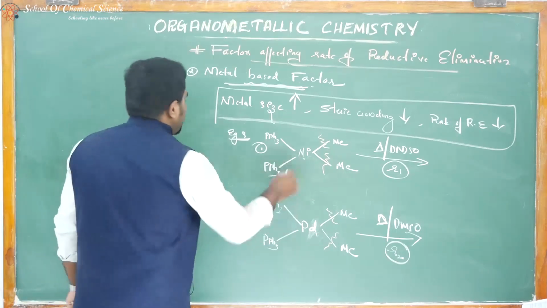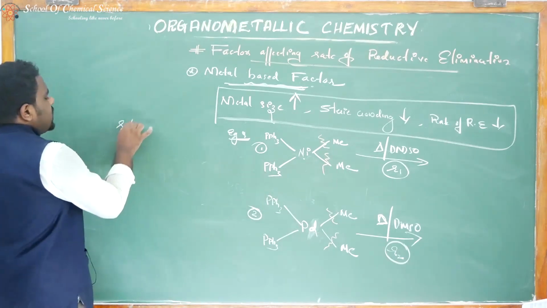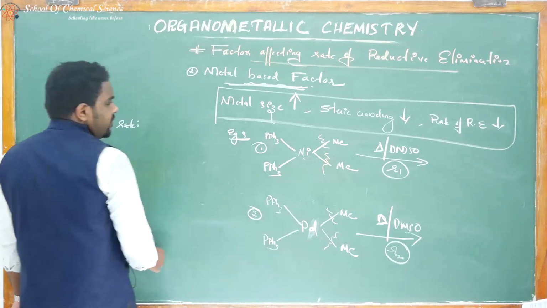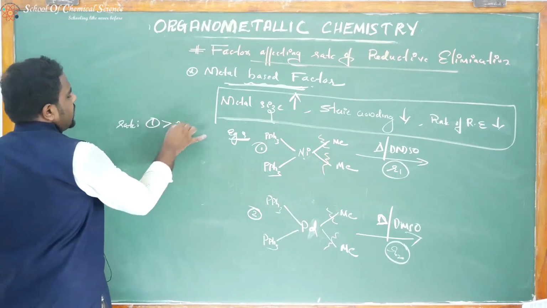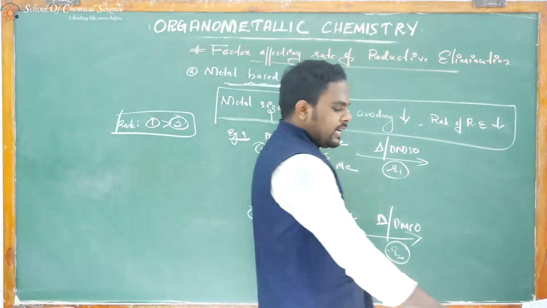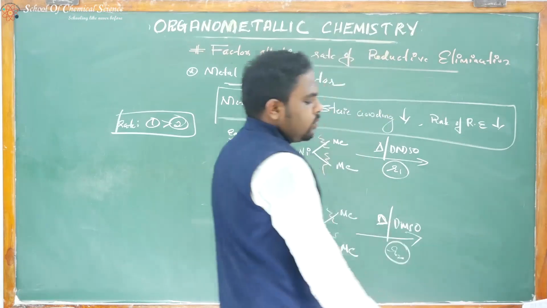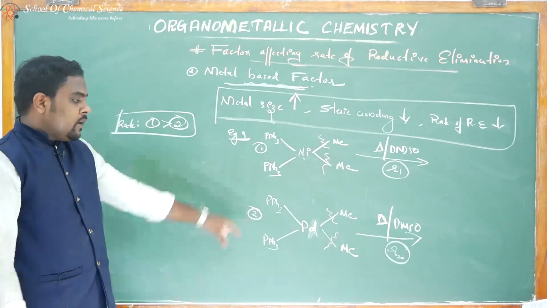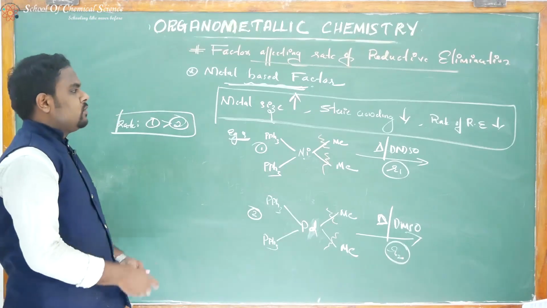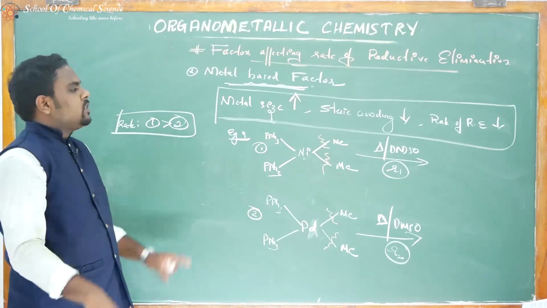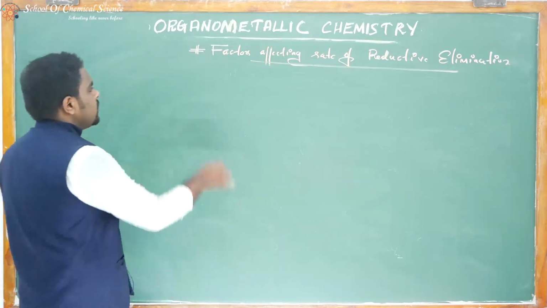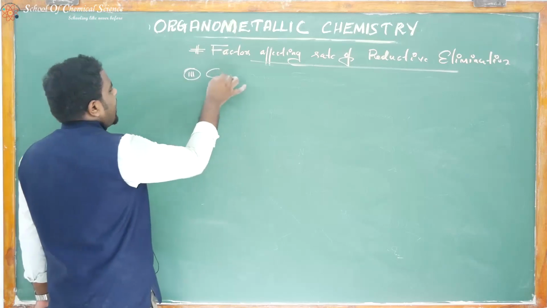So what is the order of rate? Large size, less steric crowding, rate of reductive elimination decreases. So 1 is greater than 2. Rate of reductive elimination of 1 is greater than 2. So that will be your answer. If platinum is also there, then 1 greater than 2 greater than 3. Okay, so this type of question is also very important. Third factor, cone angle.